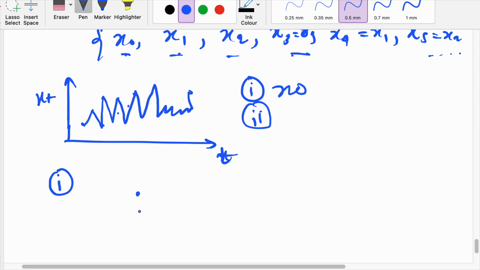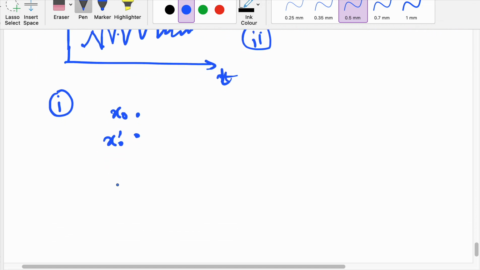The mathematical definition is this: suppose there are two initial conditions. Suppose we start from two initial population sizes, one is x0 and another is x0 prime. Now suppose these two initial conditions are very close to each other. Suppose x0 is 1.0 and x0 prime is 1.0000000001.